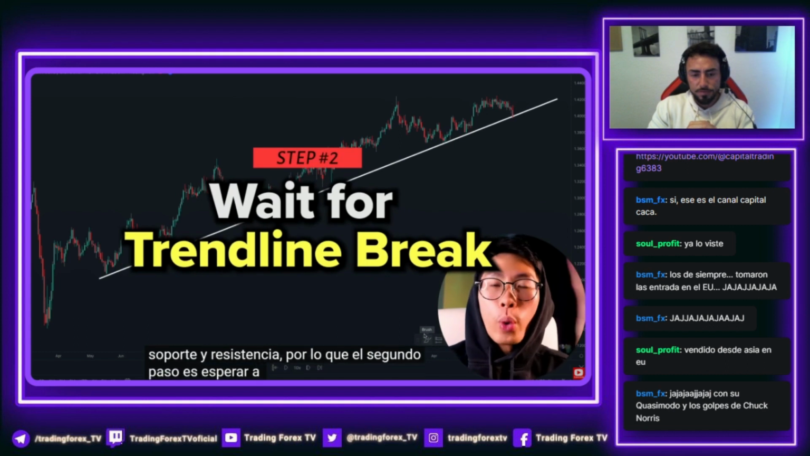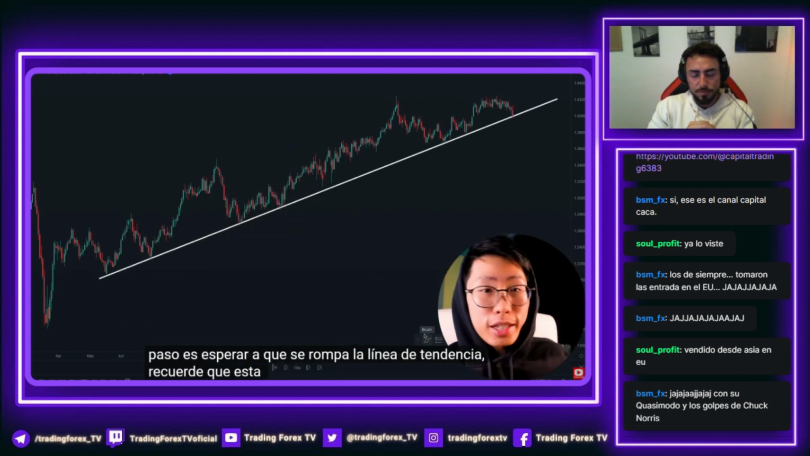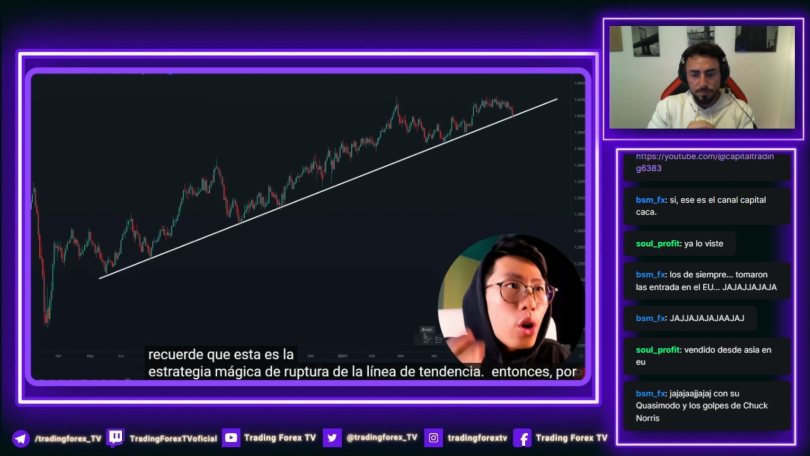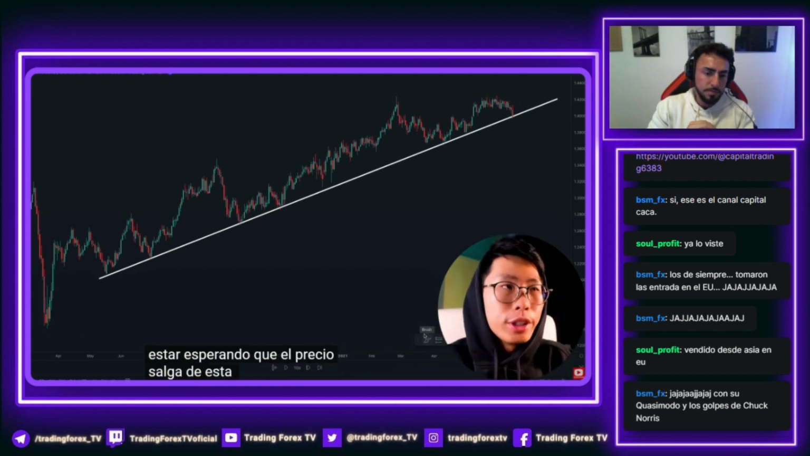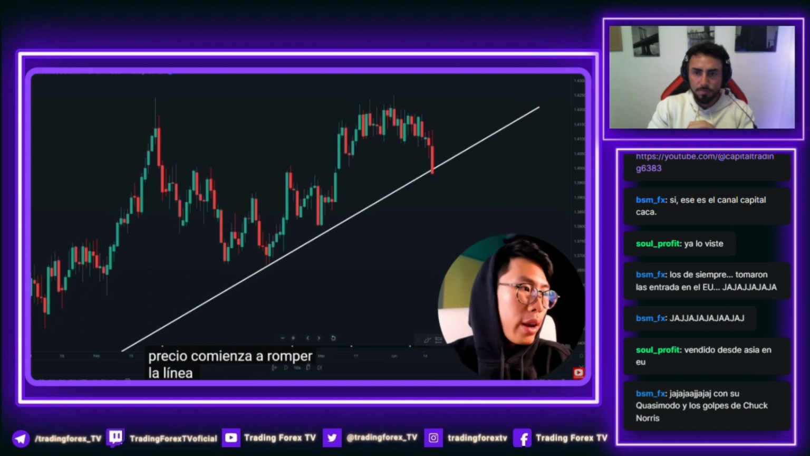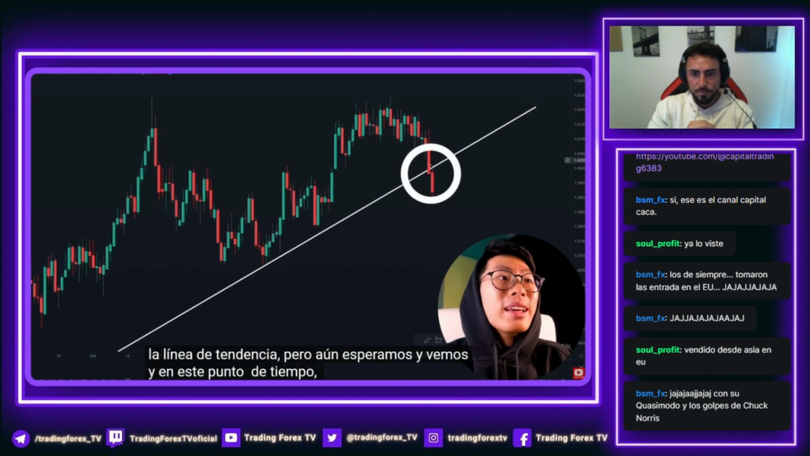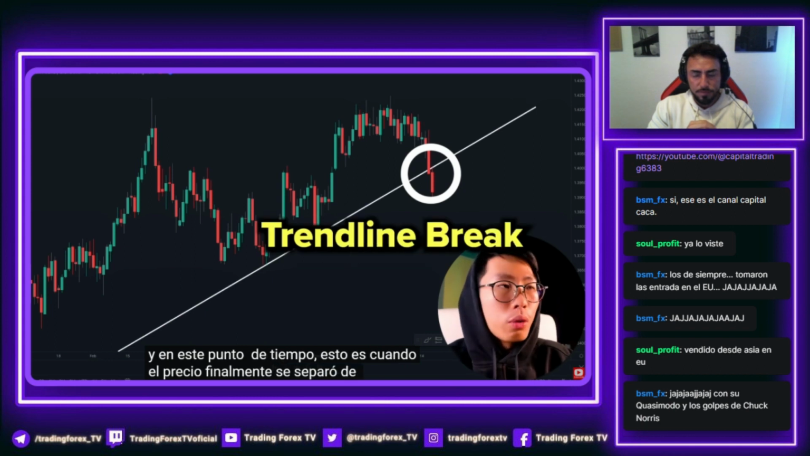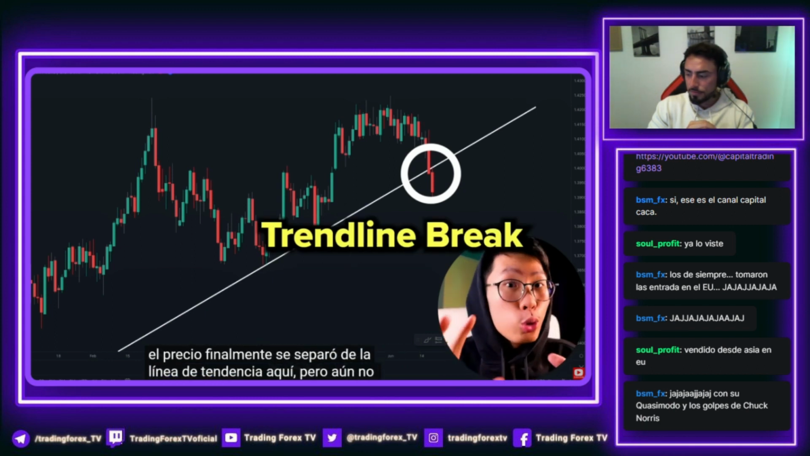So the second step is to wait for your trend line break. Remember, this is a magical trend line break strategy. So of course, we're going to be waiting for the price to break out of this trend line. So right here, we still wait to see what price does. Price is starting to break through the trend line, but we still wait and see. And at this point of time, this is when price has finally broke out of the trend line right here. But you do not want to enter yet.